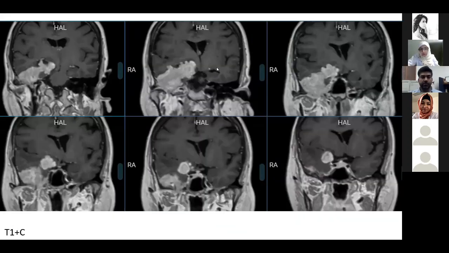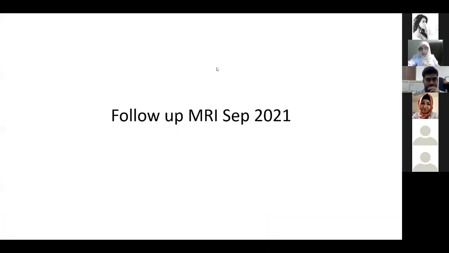And you can also appreciate here, on the top right, the lesion is also extending into the infratemporal fossa, right? So this was a pretty much extensive middle fossa lesion. Can we move to next?